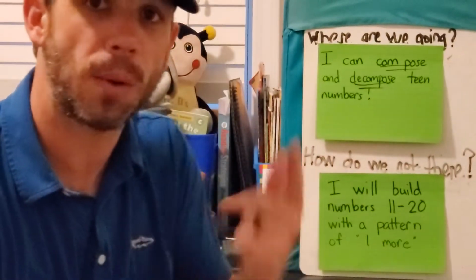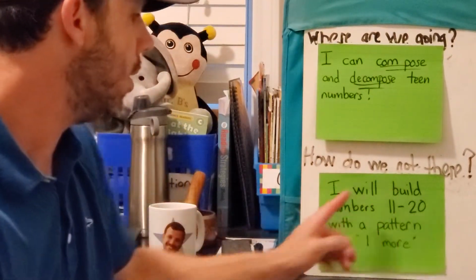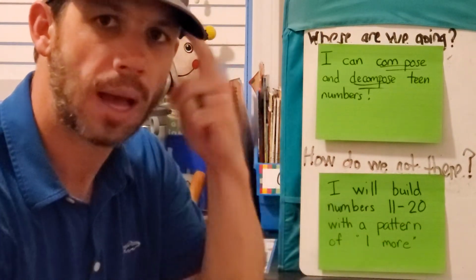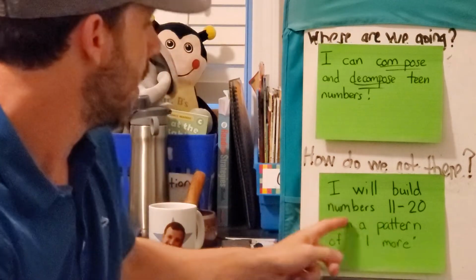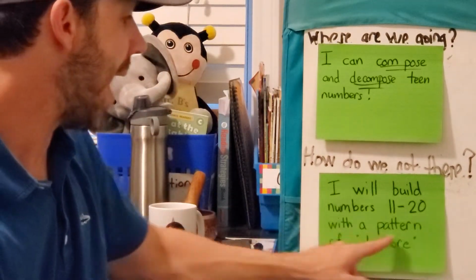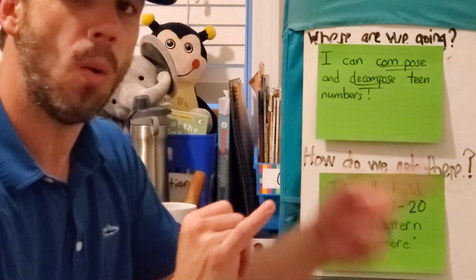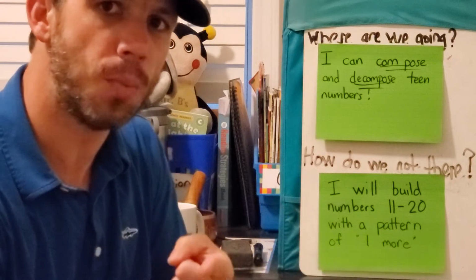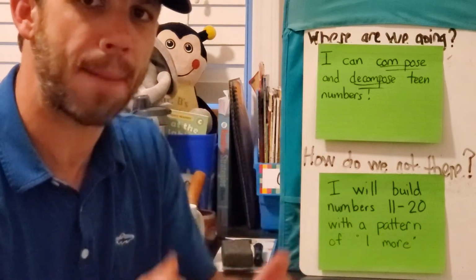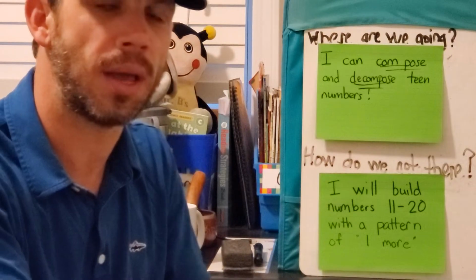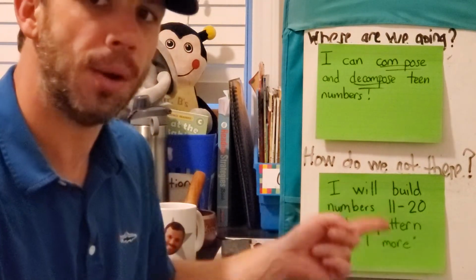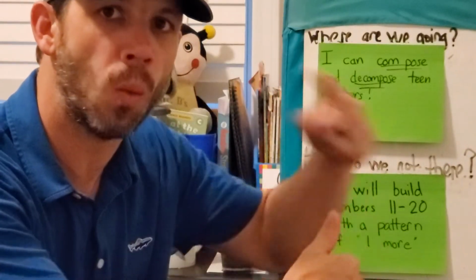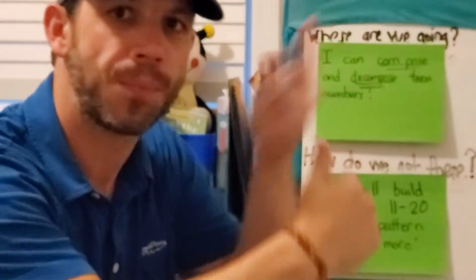How we're going to show what we know today, guys, is I will build numbers 11 to 20. So if we're building, I think we're going to be composing numbers 11 to 20 with a pattern of one more. So we notice this word pattern. You guys are super readers. You know patterns are things that happen over and over again. So sounds to me like we're going to be building the numbers 11 to 20 with a pattern of one more. We can do that, guys.